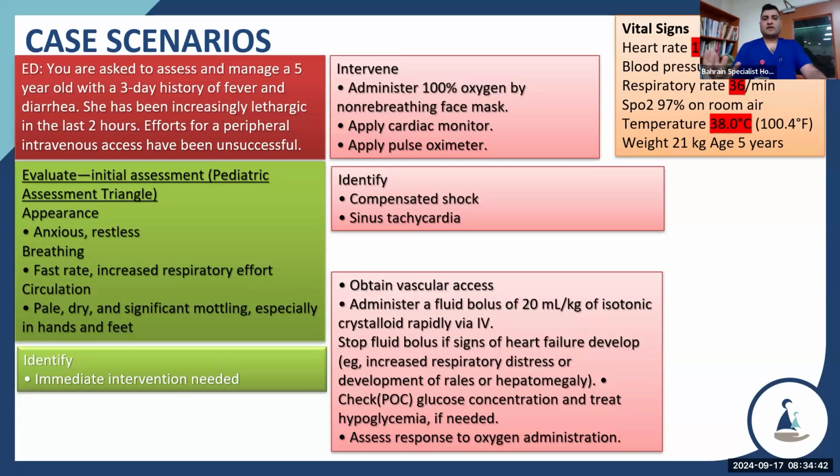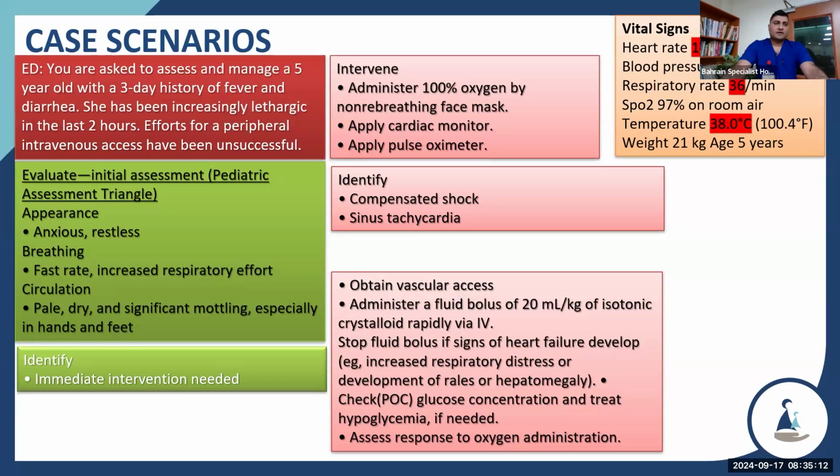Now we identify what kind of shock it is, either compensated or uncompensated. In this case, compensated shock is there. Why? Because the BP is normal, only tachycardia is present. So we identify it as compensated shock. So we'll get vascular access and give a bolus of 20 ml per kg of isotonic crystalloid, maybe Ringer's lactate or normal saline. Stop the fluid bolus if signs of heart failure develop.